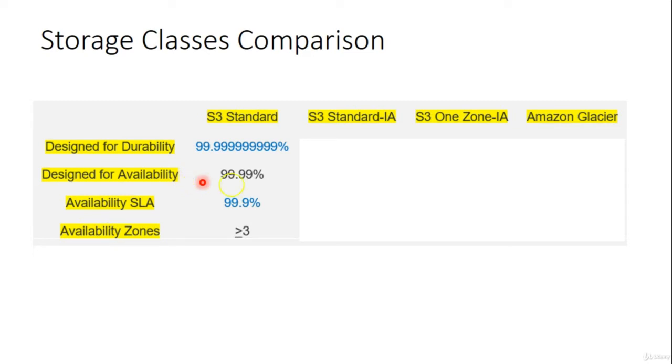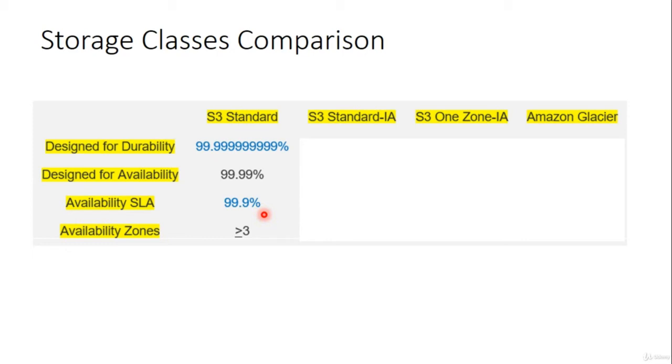Design for availability is 99.99%, that is 4 nines. And availability SLA is 3 nines. SLA stands for service level agreement. So Amazon is giving you in writing that the object, whatever you have stored in S3 standard, will be available 99.9% of the time. So this is also close to 100%.